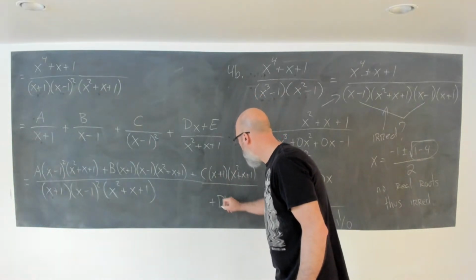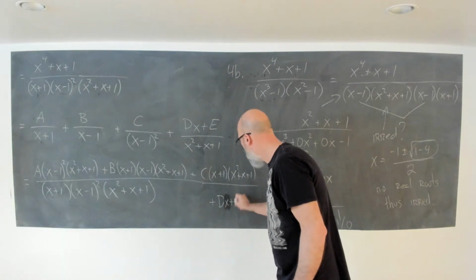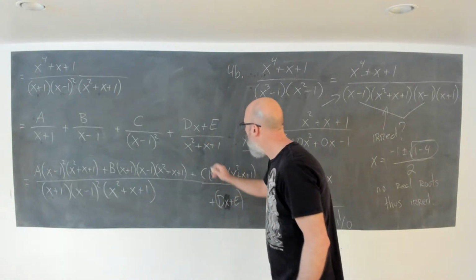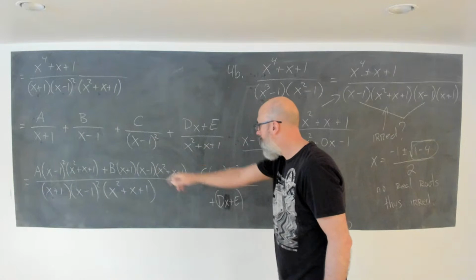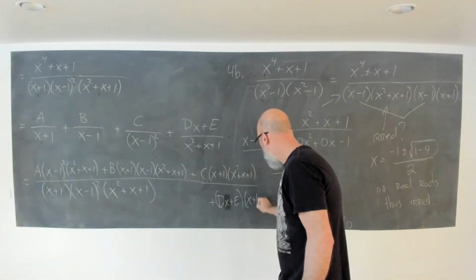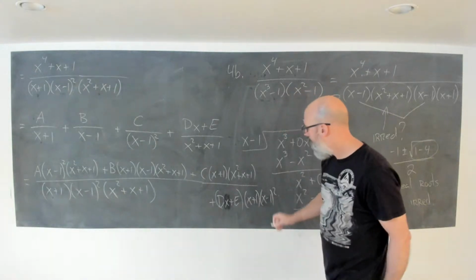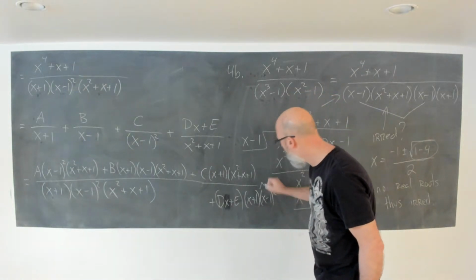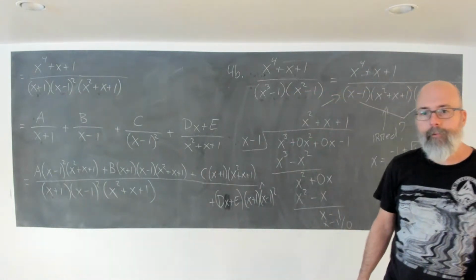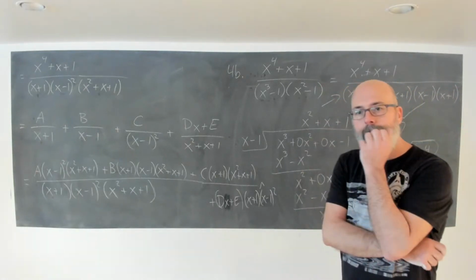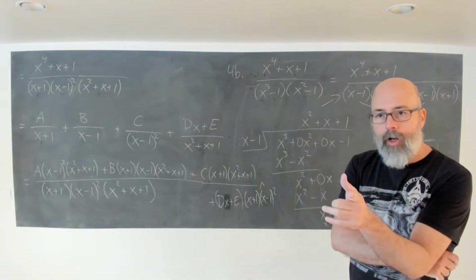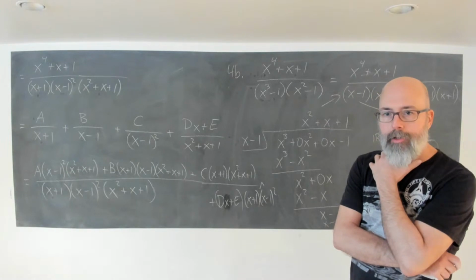And the dx plus E. I've got this, but I'm missing the rest. X plus 1, x minus 1 squared. That should be right here. Smallest common denominator, Harry, smallest.